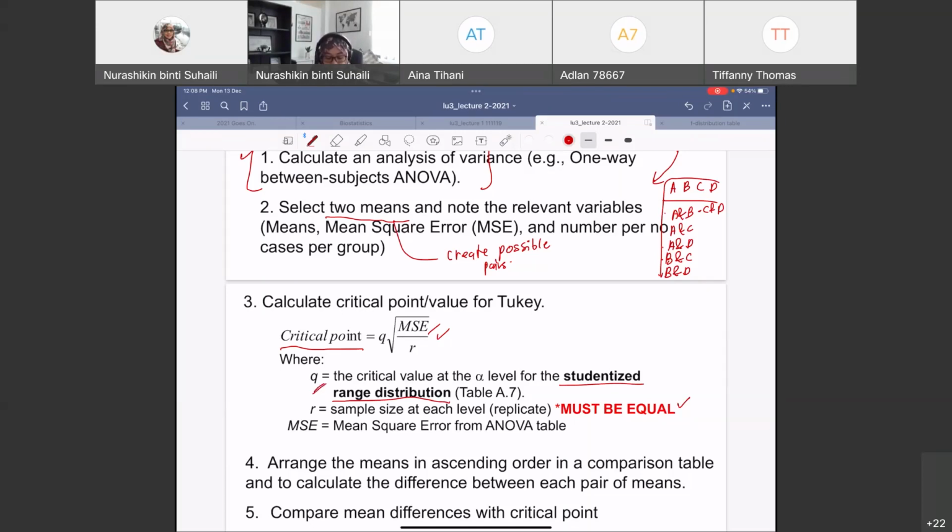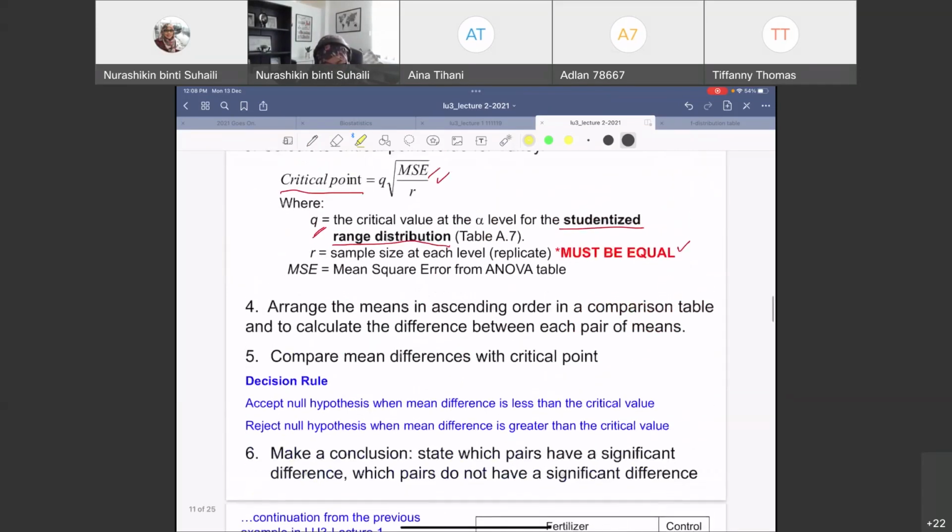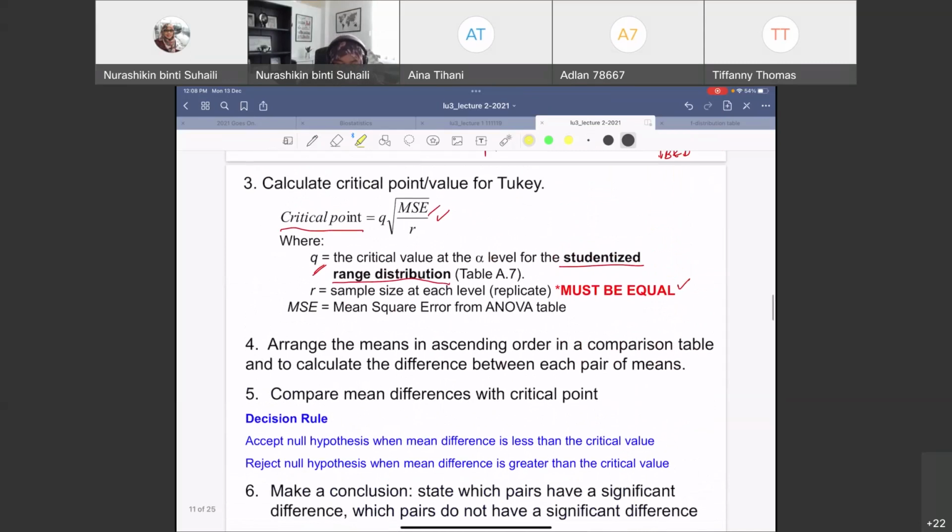So how to find Q? Let's first have a look at the steps here. The fourth step is to arrange the means. I would say that step 4 is not really critical, just arrange the means in ascending order. Step 5 is to compare the mean difference with the critical point.